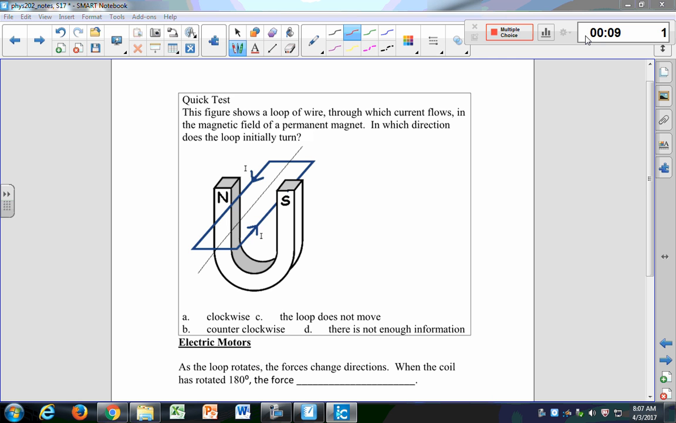And now what is the direction that the loop turns? At least initially, we'll talk about what that means. But what is the direction that it turns? Good way to approach this is just take one side of it. So you take this side, for example, or this side, doesn't matter, and ask yourself, what is the force on this wire? And then that'll tell you what direction the loop turns, either clockwise or counterclockwise.